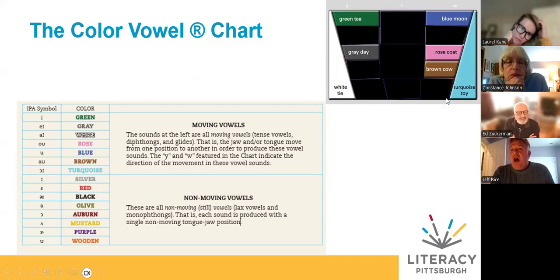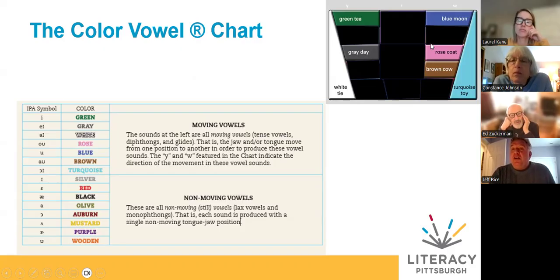But these are moving vowels, and white tie and turquoise toy sort of have the most movement. So white tie, you're starting down here with your chin low like black cat and going all the way up to green tea, right? White tie. We have Mike here today, white tie Mike, right? Turquoise toy, similar, like Joyce, turquoise toy Joyce, okay? Your chin starts low and goes up.